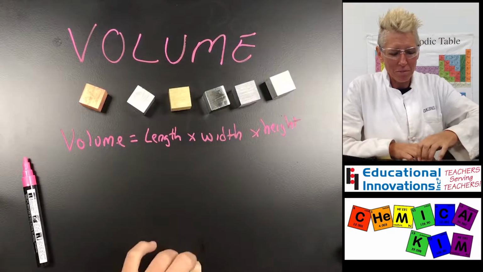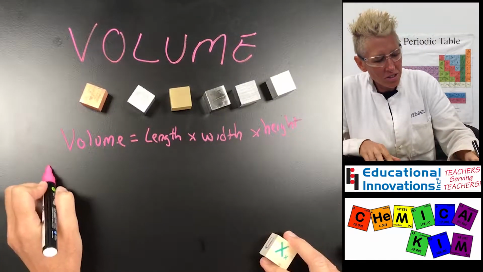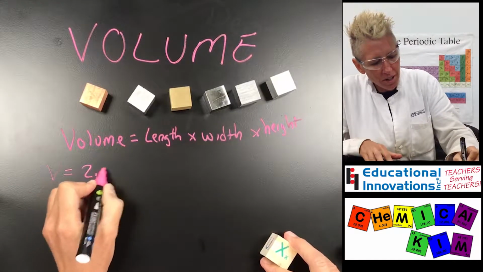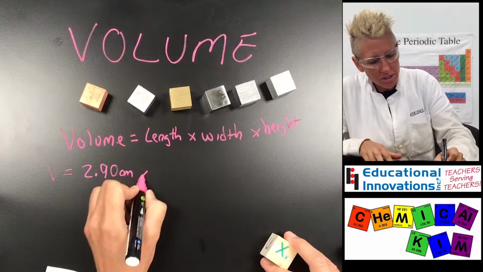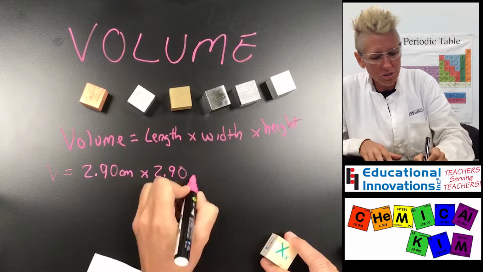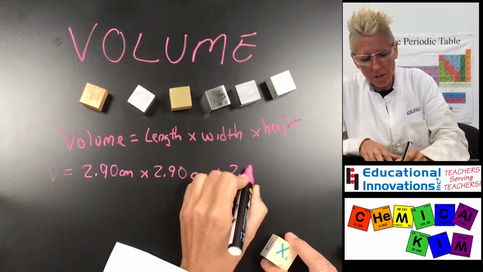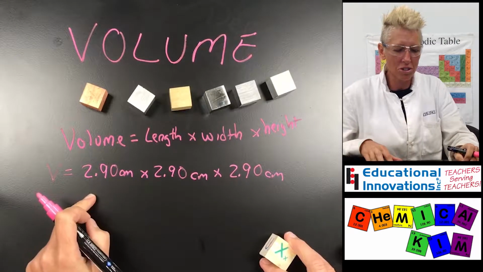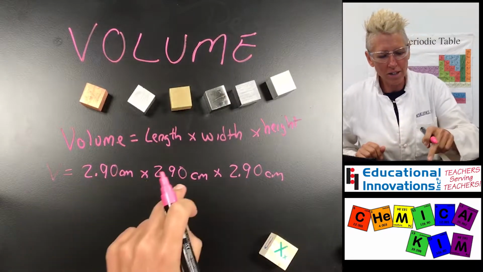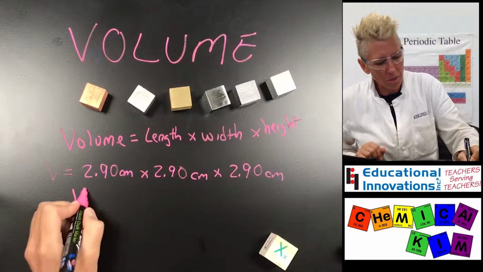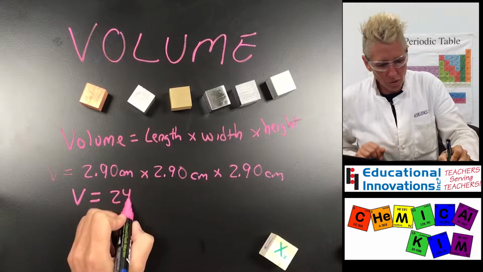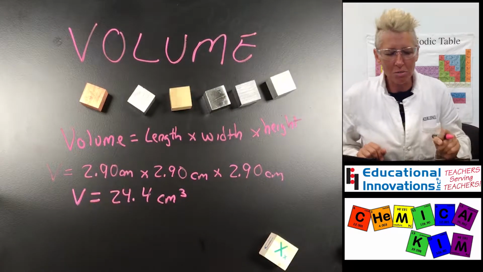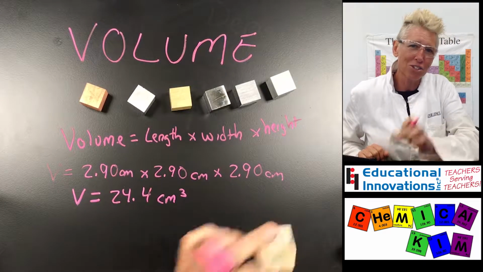Being that that's a symmetric cube, and putting that into the calculation, volume is going to equal 2.9 centimeters times 2.90 centimeters times 2.90 centimeters. I carried it to the 100th place value to keep the precision of my instrument. When I calculate 2.90 times 2.90 times 2.90, I get a volume of 24.4 centimeters cubed, and I'm going to use that number later when I calculate the density of this wooden cube.